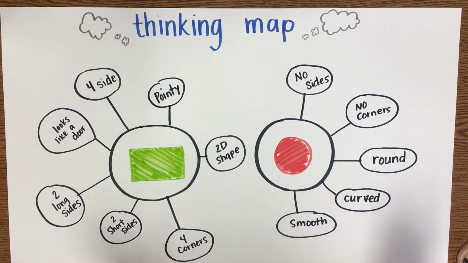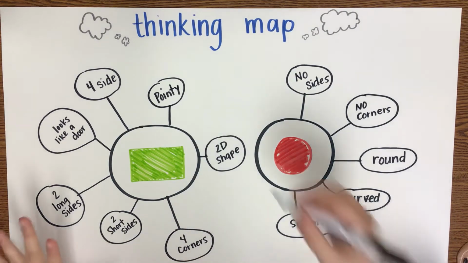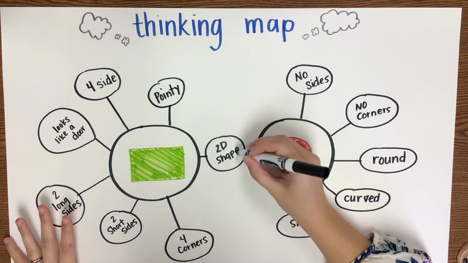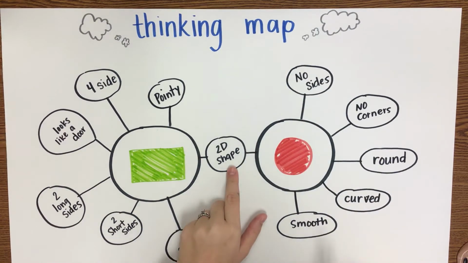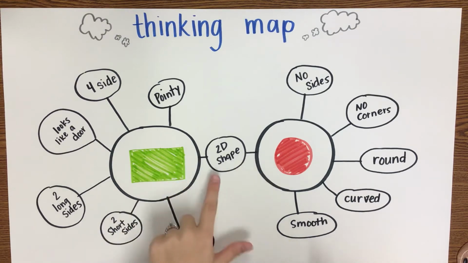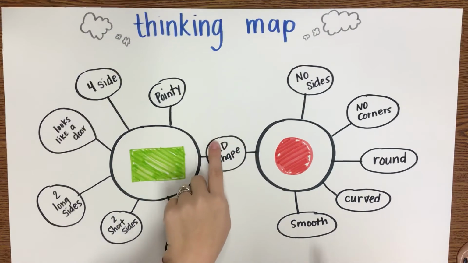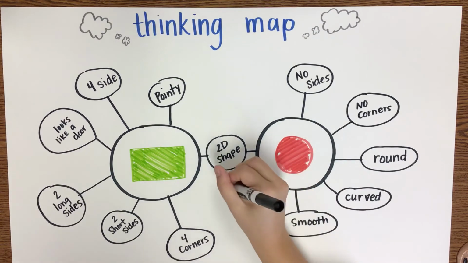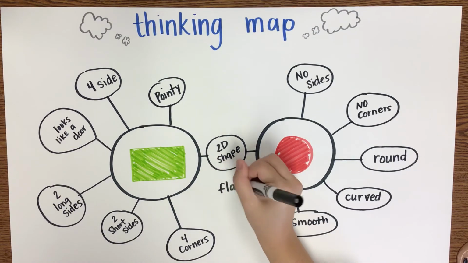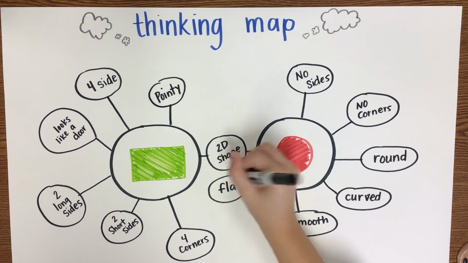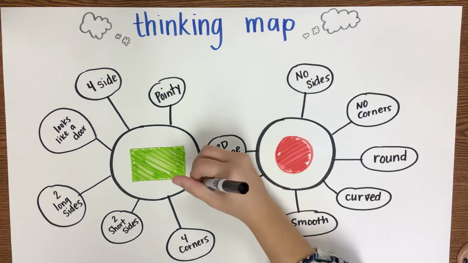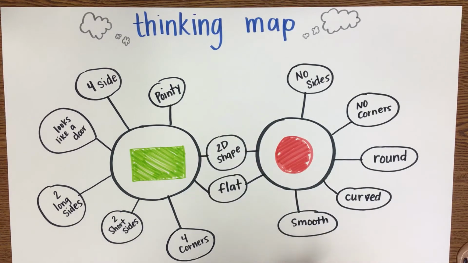All right, we're not talking about the color. It doesn't matter what color it is. And another thing we can use to describe a circle is that it is also a 2D shape. So we can draw a line to this one that we already have. So what is something that they share that's the same? It's that they're a 2D shape, which means they are flat. So I'm going to put flat here, and I'm going to draw a line to the circle. The circle is flat, and so is the rectangle.